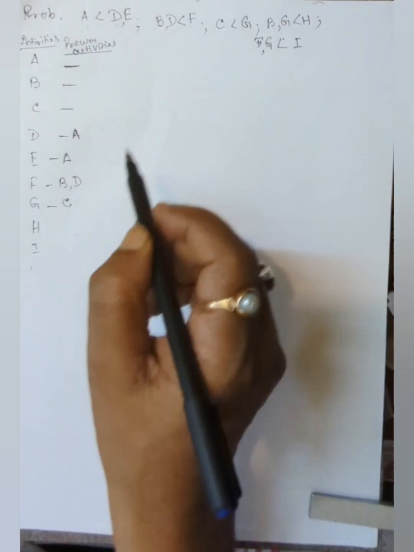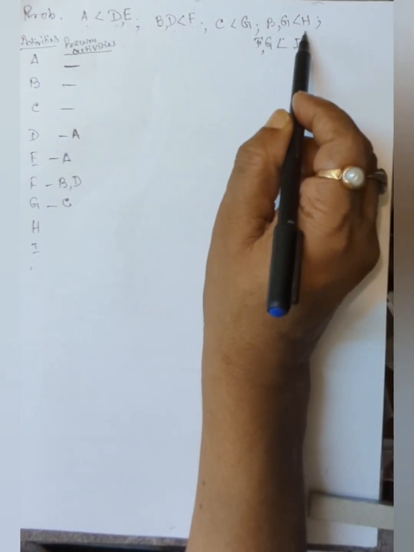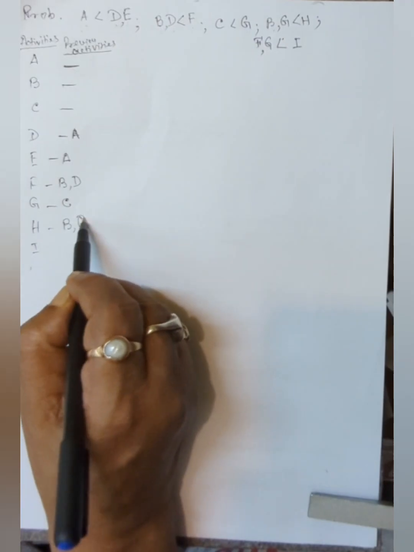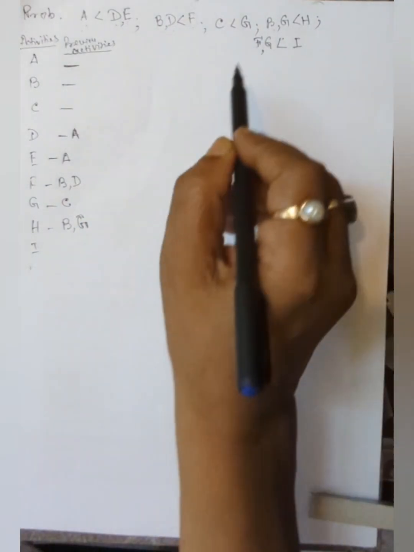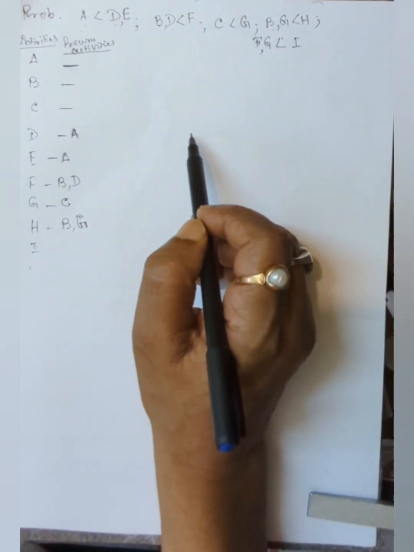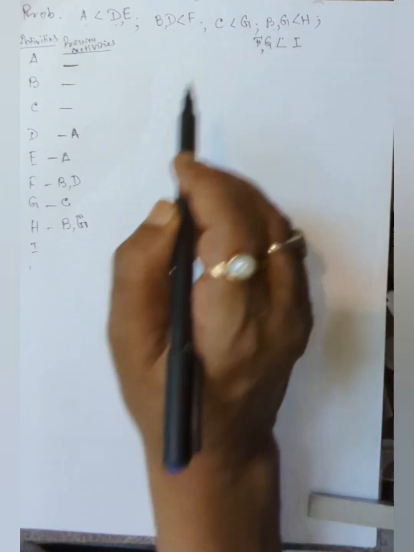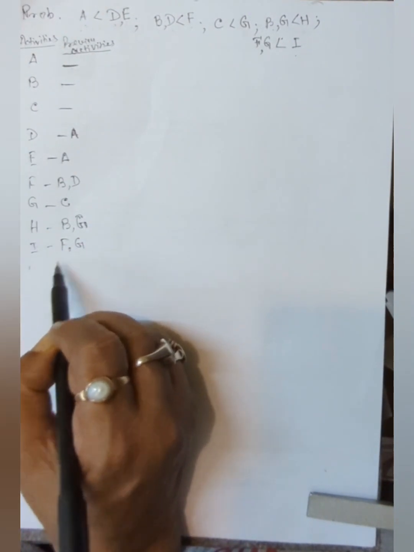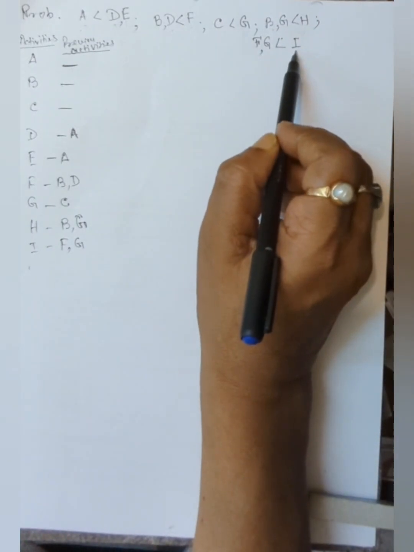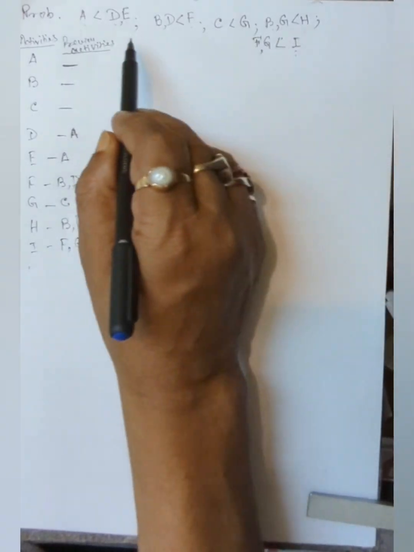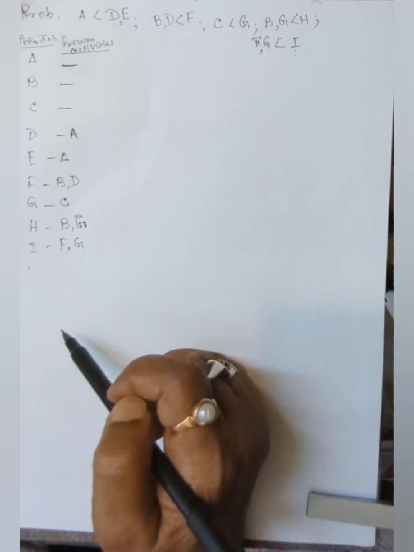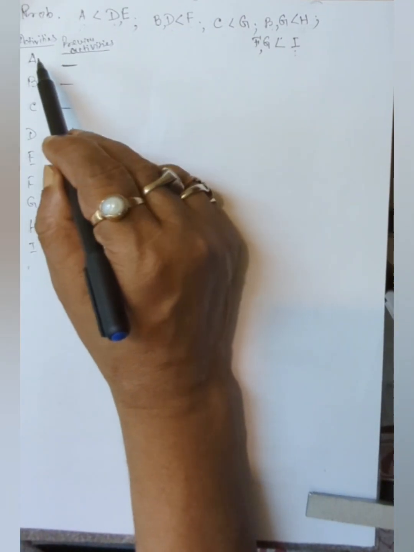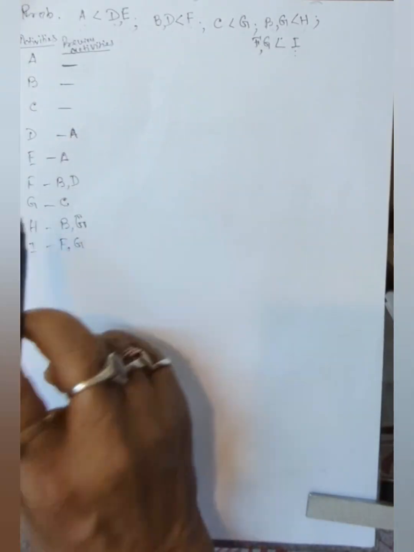So that is C. For H, B and G are to be completed before starting H. And for I, F and G are to be completed, only then can you start I. H is nowhere a predecessor. That's why this is the predecessor relationship, the previous activities before starting these activities.